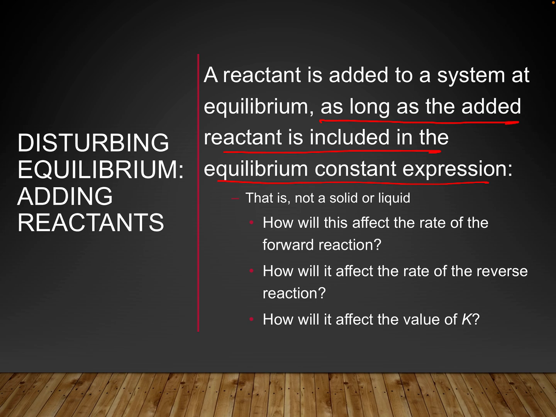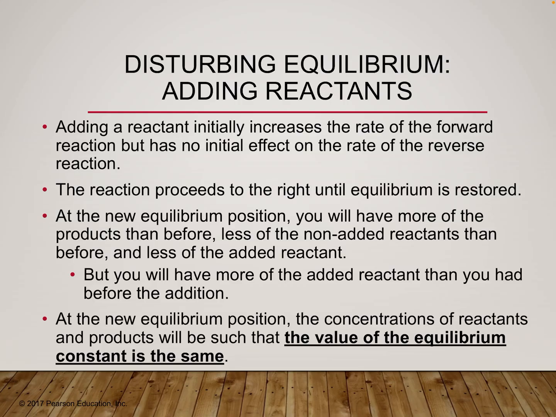So we're just adding a reactant. Our system was at equilibrium, adding a reactant, now what happens? Okay, so adding a reactant, right, if we think about this, we added a reactant. That will increase the rate of the forward reaction, okay?